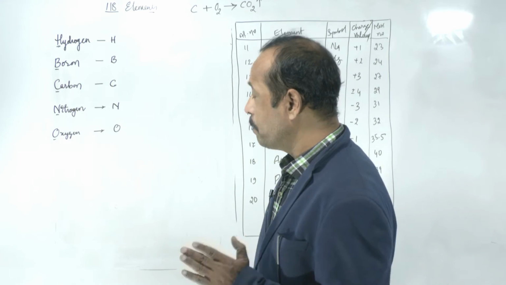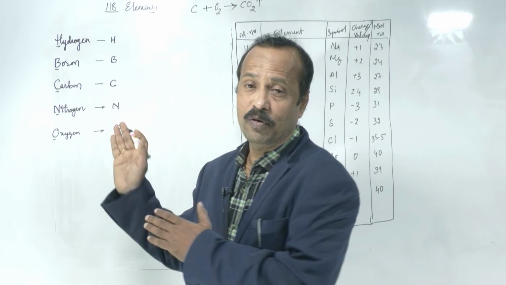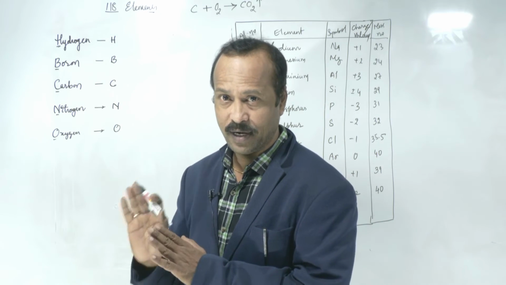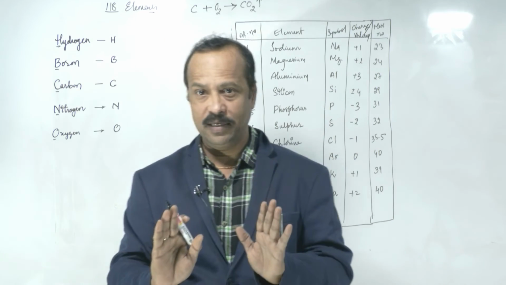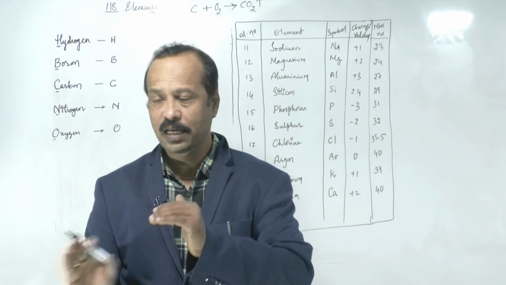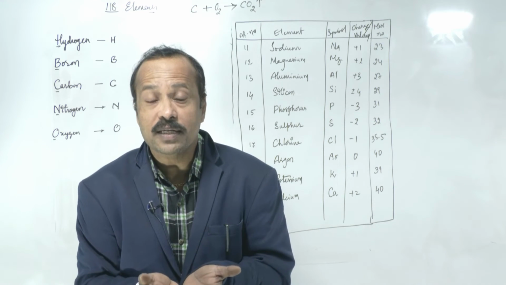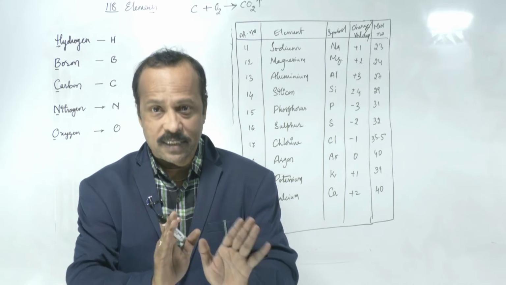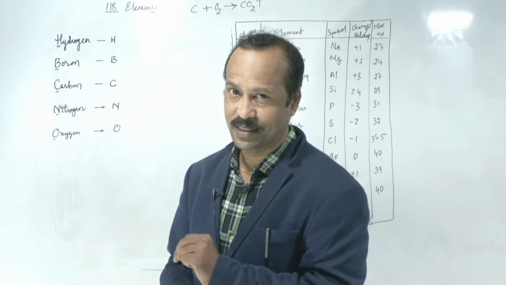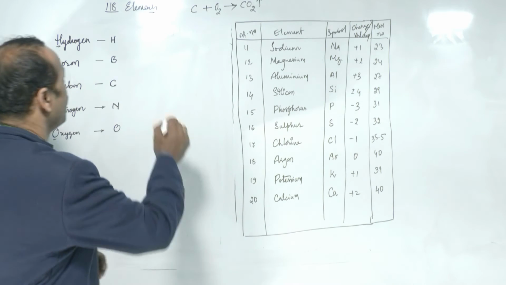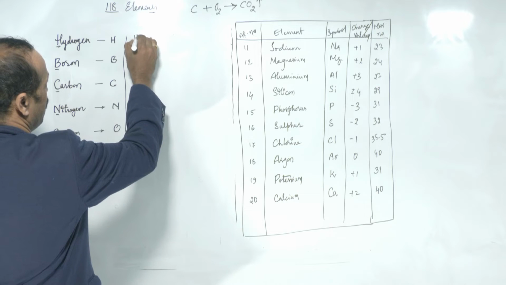Is this clear? But now, what happens? We have 26 alphabets, right? But the number of elements, how many did I say? 118. Yes or no? So for 26 elements we can give like H, B, C, and O. But after that, what happened? In such cases, what have they given? They gave two letters. For example, helium. Now see here.